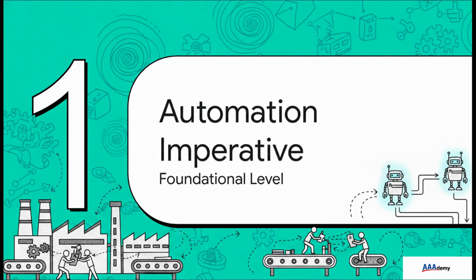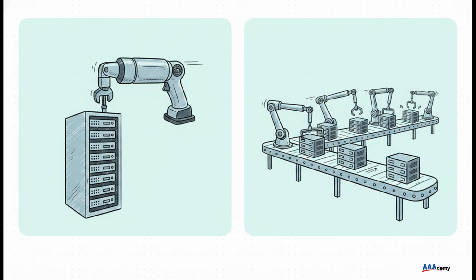Section 1, the automation imperative. Before we look at the specific tools, we really need to get our definition straight. A lot of people use these two terms interchangeably, but they are very different things. Automation is about executing routine individual tasks, like provisioning a single virtual machine or assigning an IP address. Think of automation as a single, highly efficient power drill on the factory floor.